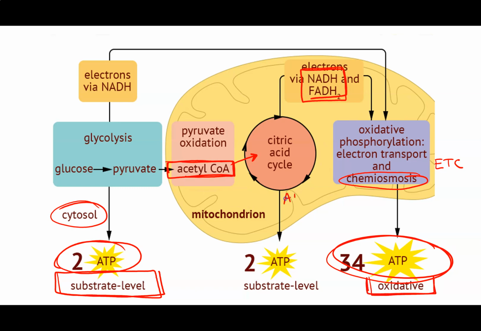Those little ATPs that are made in the Krebs cycle or the citric acid cycle, they're also substrate level. So that's simple. So notice, substrate level does not make a lot of ATP. Oxidative makes a huge amount. So if you add it all up, you get about 38 ATPs. So it's a lot. Most books will be happy with 30 to 36, and that's fine.